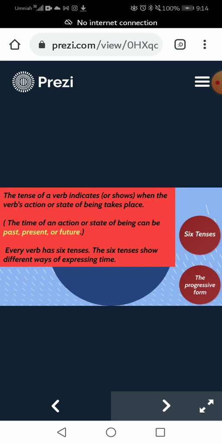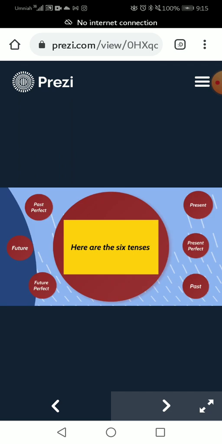Now, the tense of a verb indicates or shows when the verb's action or state of being takes place. This is the idea of tense. It shows you the time. The time of an action or state of being can be past, present, or future. Every verb has six tenses. The six tenses show different ways of expressing time. The six tenses are present, present perfect, past, past perfect, future, and future perfect.